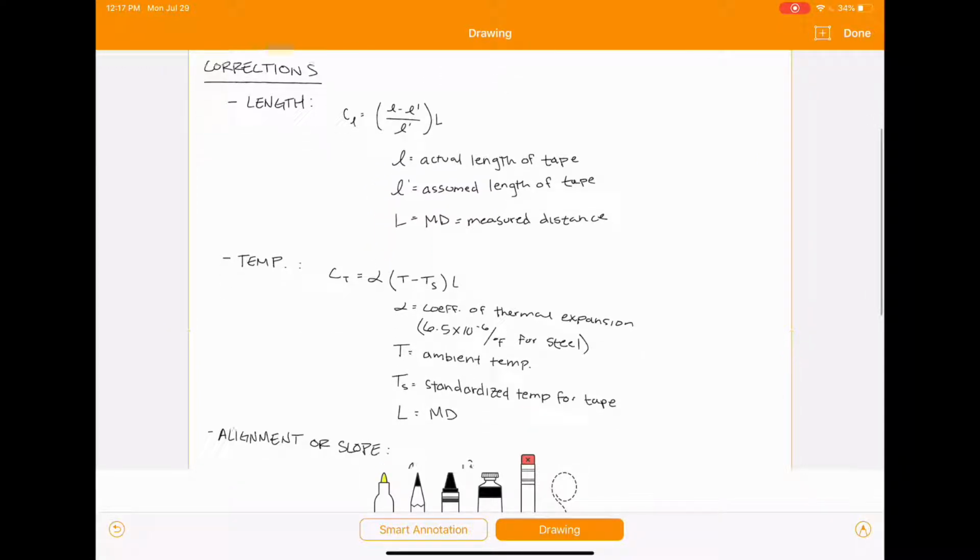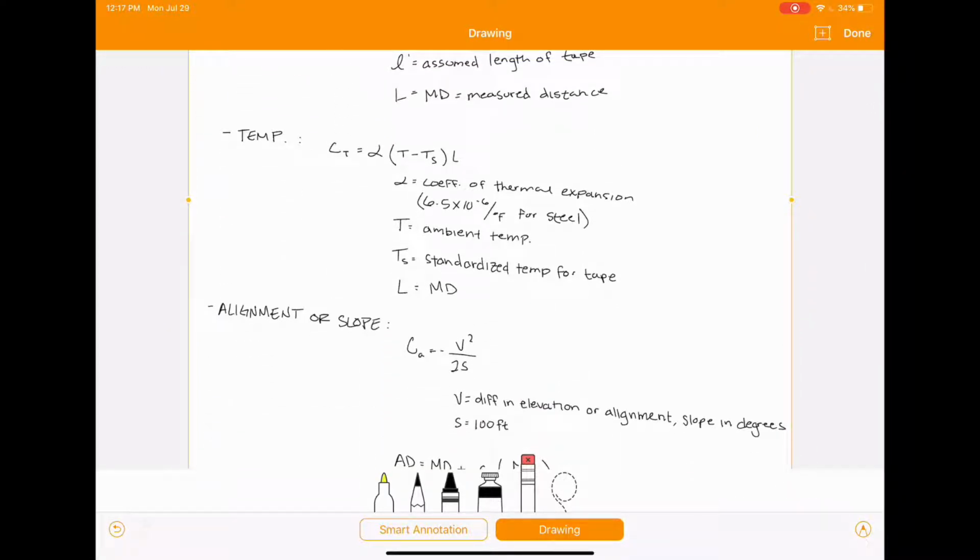Another correction that you're going to have to account for is temperature. Oftentimes these measuring tapes are steel, and when they heat up, obviously they're going to expand and become longer. Or if it's colder, then they're going to contract and the measuring tapes are going to be shorter than what you think they're going to be. So you're going to use this correction equation, which is equal to alpha times the quantity T minus TS, all times L, where again L is your measured distance.